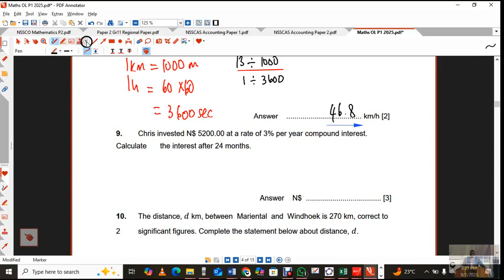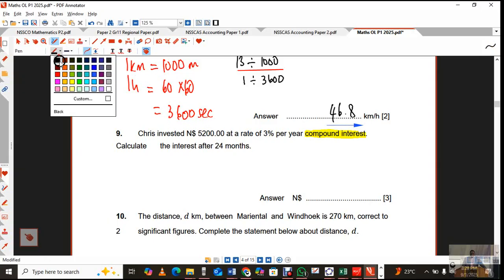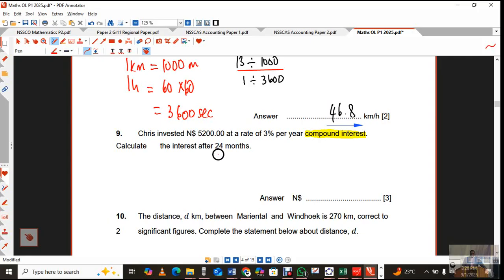Whenever you get these questions, it's always important that you highlight the information that you are given. A lot of times you see students reading a compound interest question and then they use simple interest to solve that. That could be really tricky if you are struggling with that, okay? And then we have the rate, we have the principal amount, and the interest.